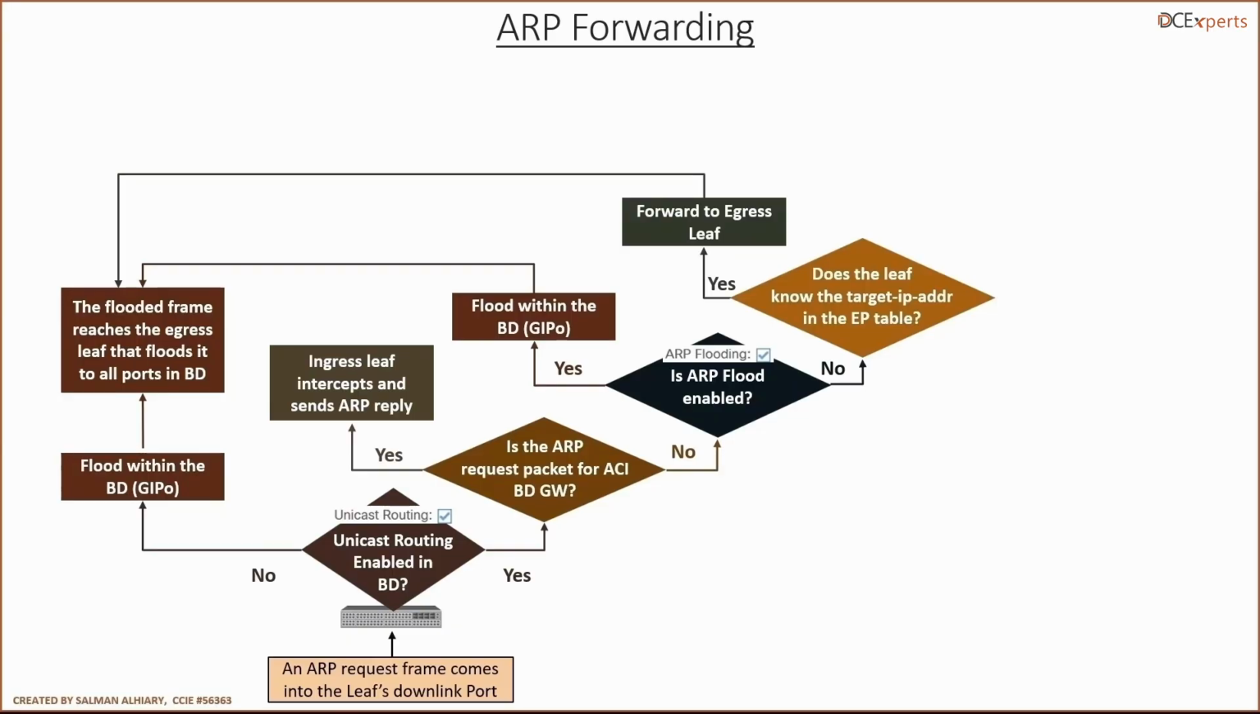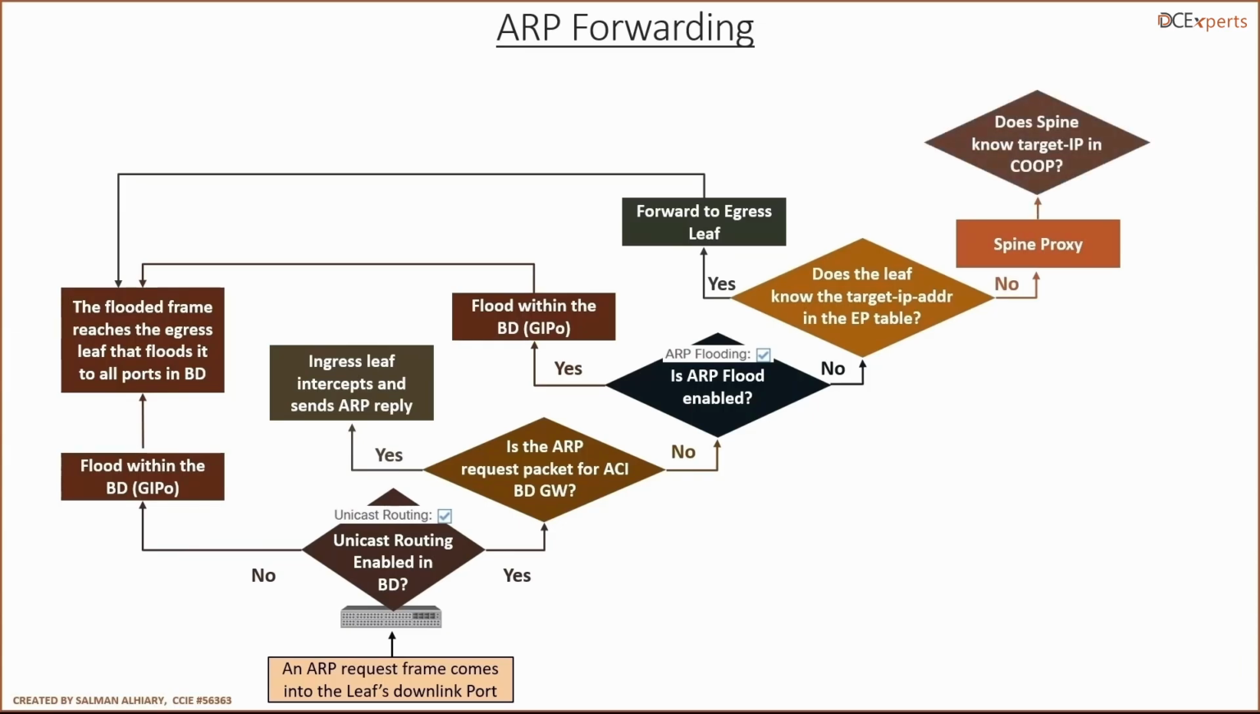If the ingress leaf hasn't learned the target IP address in its endpoint table, it sends the ARP request frame to the spine proxy. Then the spine needs to check the COOP database. If it has already learned the target IP address, it forwards the ARP request frame to the remote egress leaf, which floods the ARP request frame to all local ports in the bridge domain.